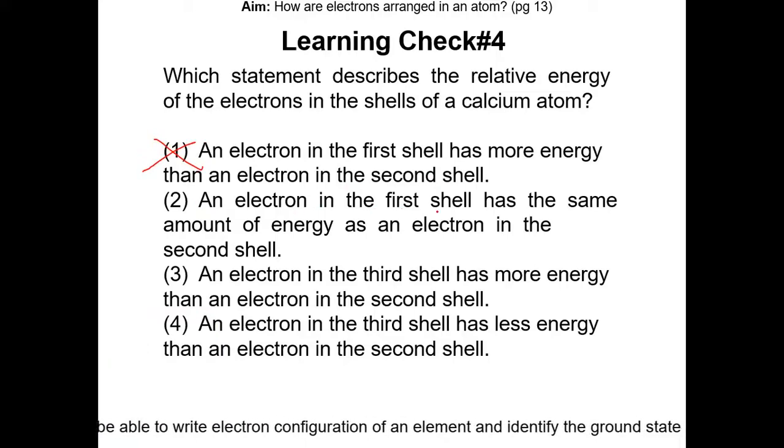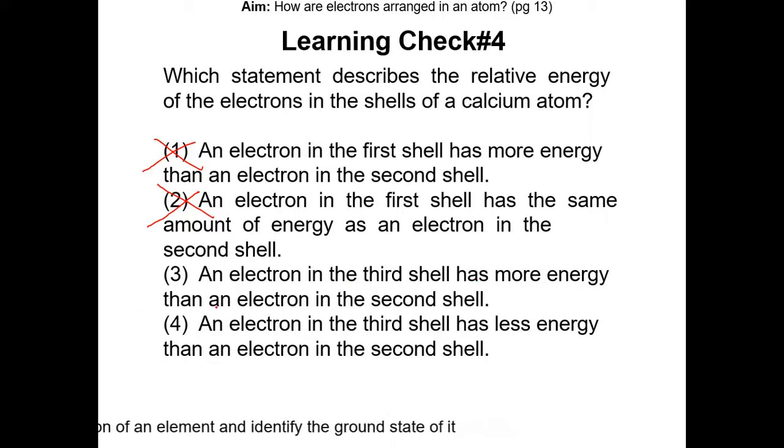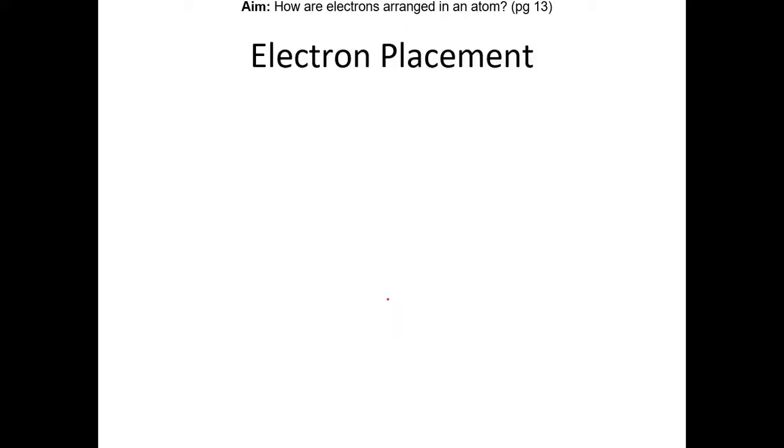An electron in the first shell has the same amount of energy as the electron in the second shell. That's wrong. An electron in the third shell has more energy than the electron in the second shell. So that's correct. An electron in the third shell has less energy than an electron in the second shell. That's wrong. So the answer choice is 3. Okay, this is what we just discussed.